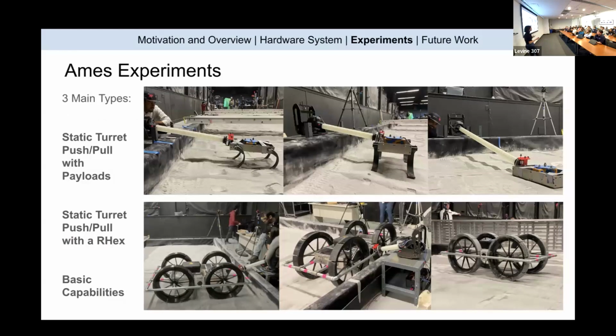I'm not going to go into the details of these again, but there were some static turret tests where it was push-pulling a range of different weighted payloads. So all of the first row tests here, you can see it was in different formulations and mounting it in different ways so that we can understand all of those properties. The second kind of experiments are static turret ones again, but push-pulling our wheeled Rex, which was more difficult than anticipated, but I'll get into that later. And then also just a couple basic capability tests.